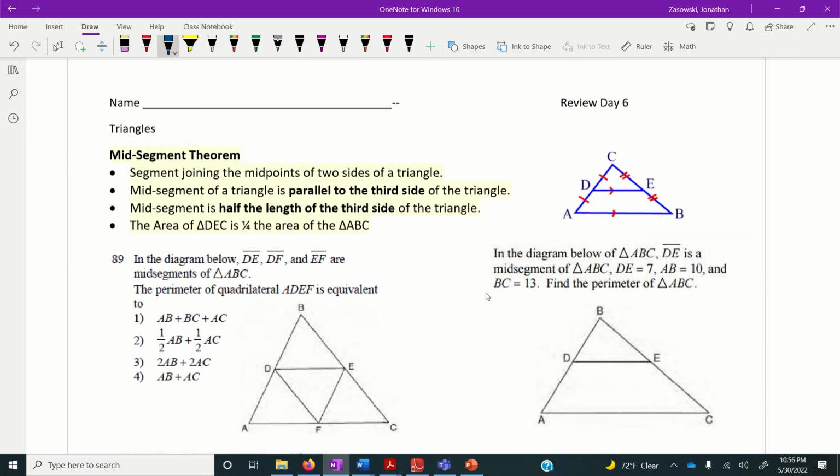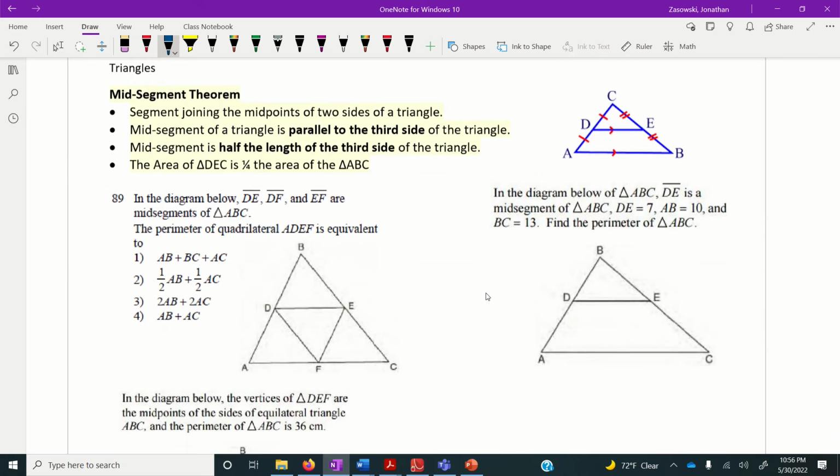All right, so number 1, triangles. The midsegment theorem of a triangle is kind of like the side splitter theorem, where we had a line cut parallel, except this time these 2 points here, D and E, are going to be the midpoints of our triangle.